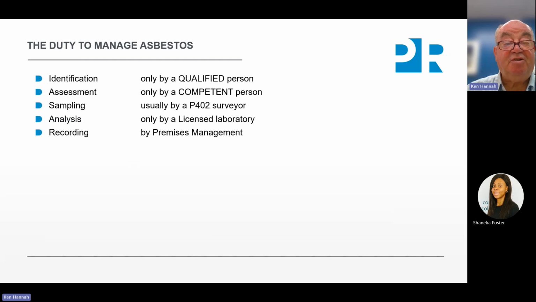The duty to manage asbestos includes that the person identifying should be qualified, assessing should be competent, sampling should be by a P402 surveyor, analysis only by a licensed laboratory, and recording by the premises management or owner or agent of the owner.